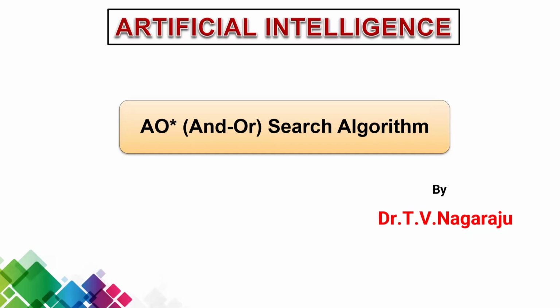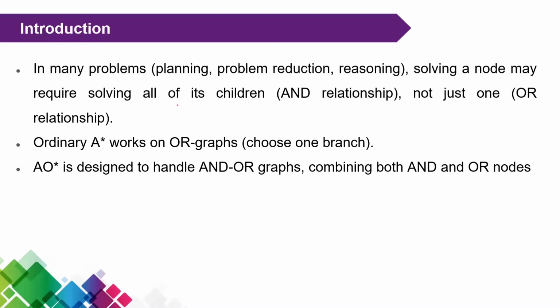Welcome to our channel. In the last session, we discussed A star algorithm with an example. Now, in this session, we are moving to AO star search algorithm with an example. Here, AO specifies A represents AND, O specifies OR. So, what is this AO star algorithm where we are using?